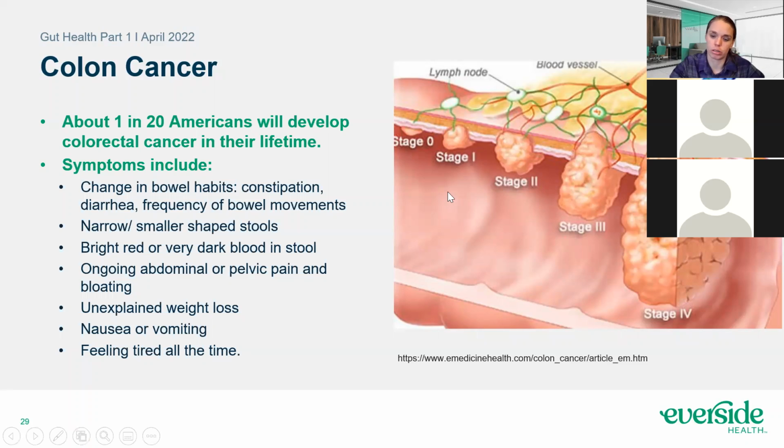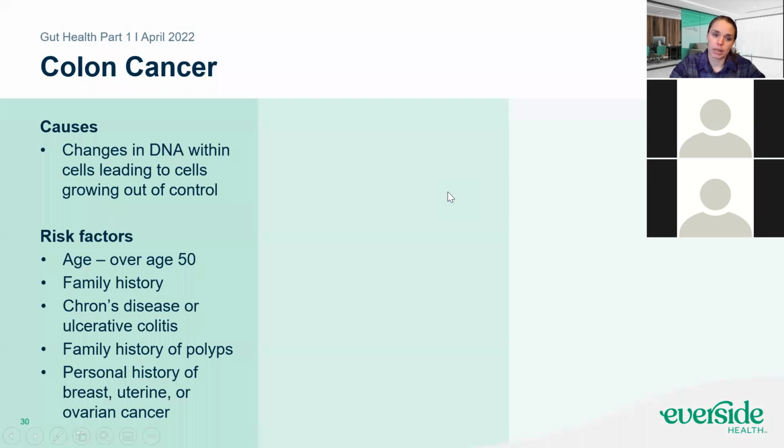So risk factors, usually over the age of 50, having a family history, and Crohn's disease or ulcerative colitis are a risk factor for it. That's a big deal. So if these things aren't managed, that's going to be a huge clue into risk factor for colon cancer. It's important to have these managed and doing well. Having a family history of polyps or having a personal history of breast, uterine, or ovarian cancer.